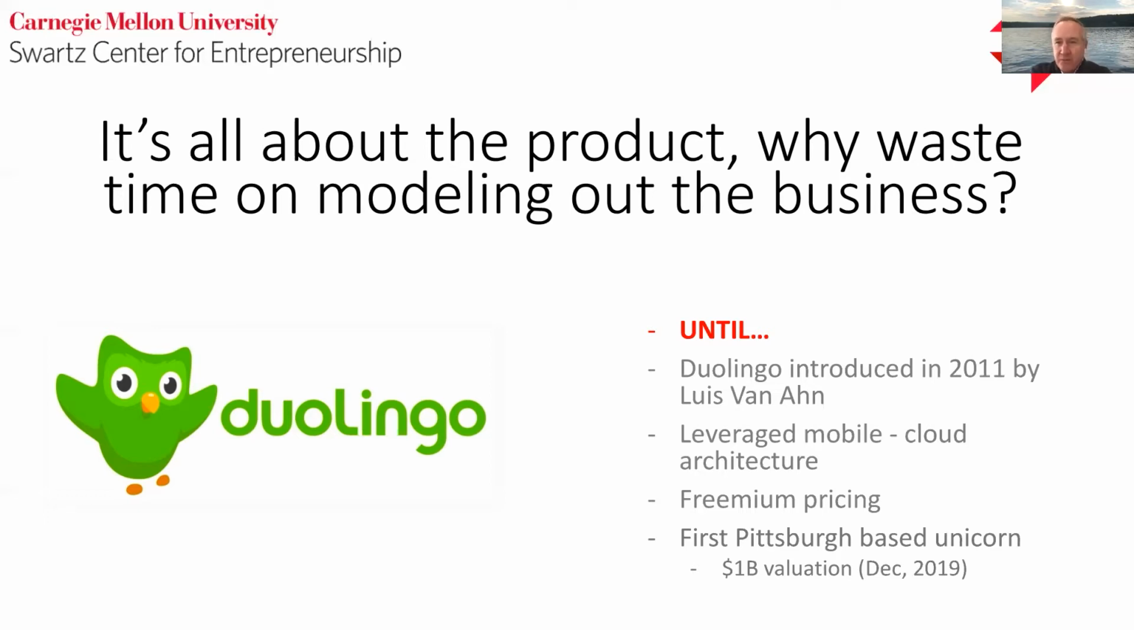So you start with Rosetta Stone. They revolutionized the language business, and then Duolingo comes in and basically obsoletes Rosetta Stone, right? It obsoletes their business model and requires that they change it. So business models are important.